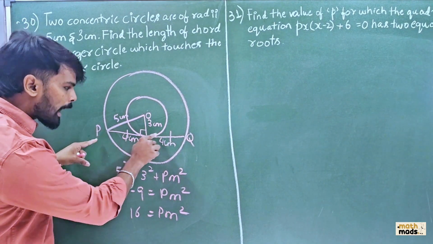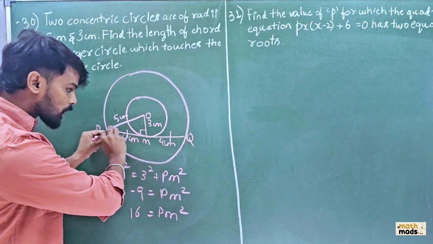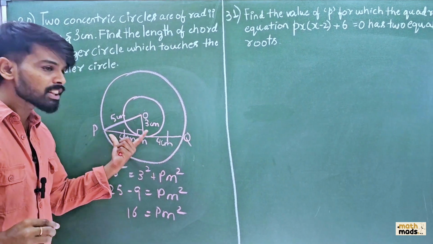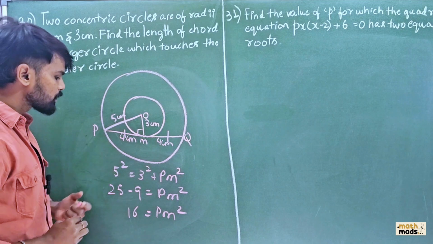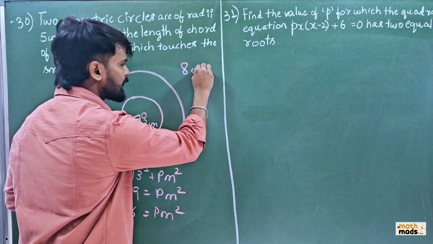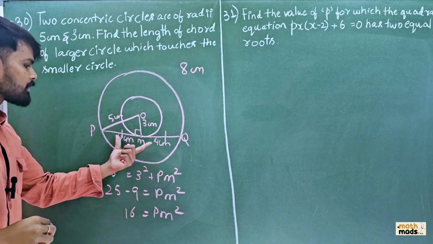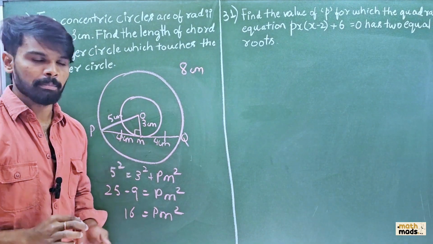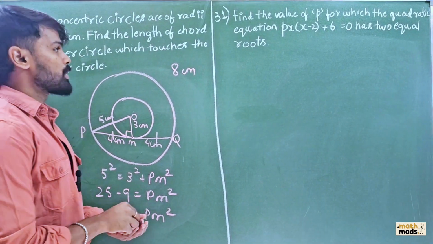Now add PM and MQ. What will you get? The chord PQ. So now what is the length of PQ here? If you add 4 and 4, it is 8 centimeter. So just write a sentence telling that the length of the chord is 8 centimeter. Very simple. Let's go to the next question.